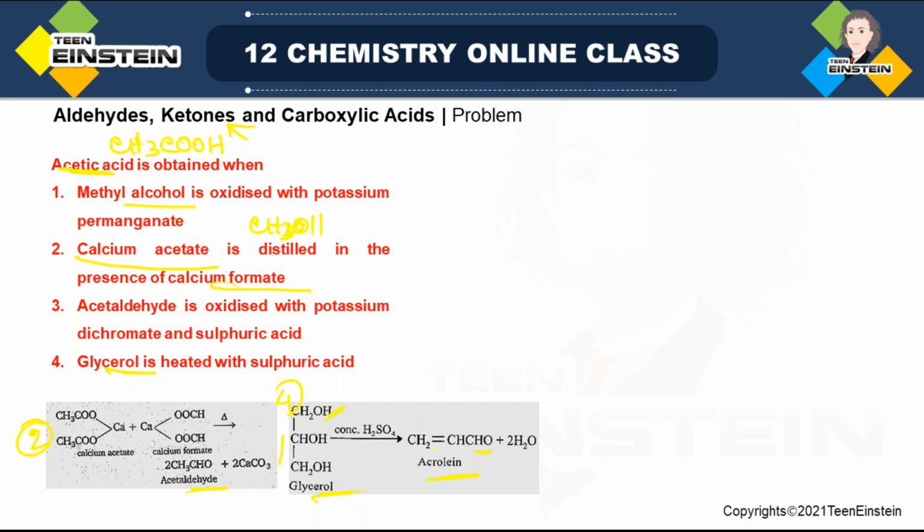Only option 3, acetaldehyde, when you use potassium dichromate, K2Cr2O7, acidic condition, you can get acetic acid. So we are at the end of the session. Some more problems and physical properties, chemical properties of carboxylic acid we will discuss in the next class. Thank you for listening. We are ending the session here.